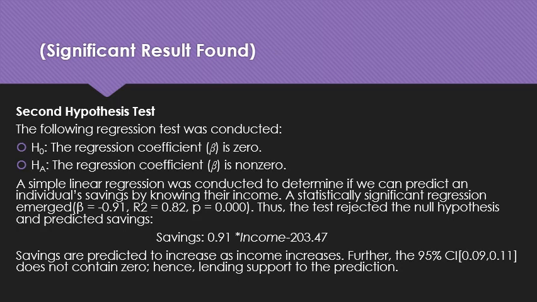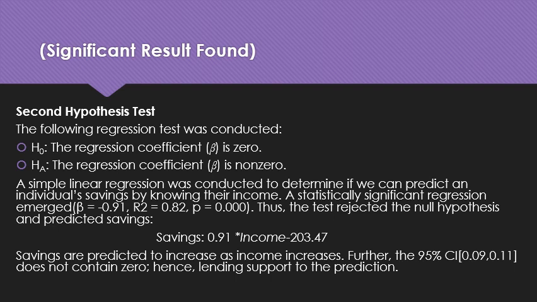For the second hypothesis test, the following regression test was conducted. The null hypothesis, the regression coefficient is 0. The alternative hypothesis, the regression coefficient is non-zero. A simple linear regression was conducted to determine if we can predict an individual's savings by knowing their income. A statistically significant regression emerged.